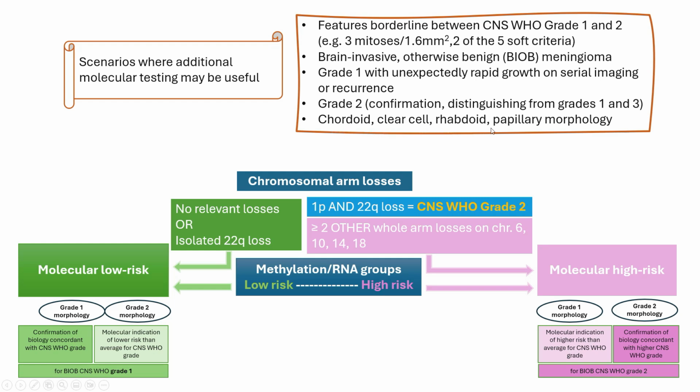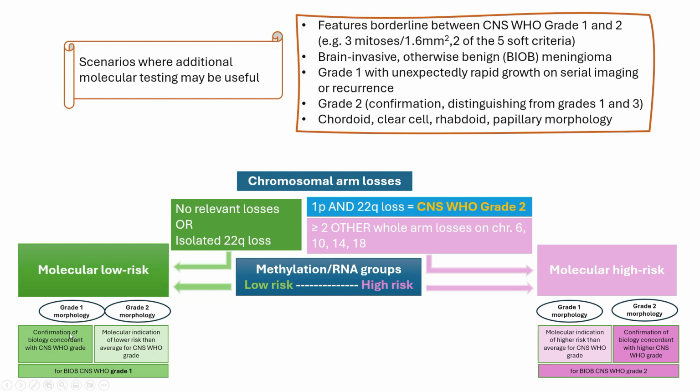And we should perform molecular genetics for these variant morphology meningiomas, including the SMARCE1 gene, for example, for clear cell meningioma, or BAP1 for rhabdoid meningioma, etc. So now we use these chromosomal arm changes analyses. If you've got isolated 22q loss without other losses, it's molecularly low risk, or you can use methylation profiling, and it fits the low risk category and has grade 1 morphology.